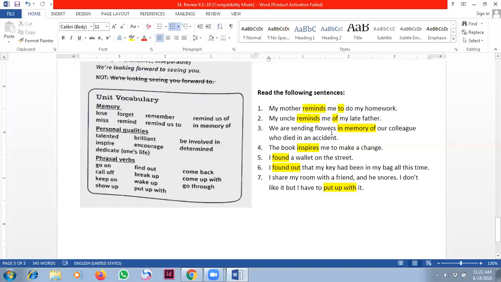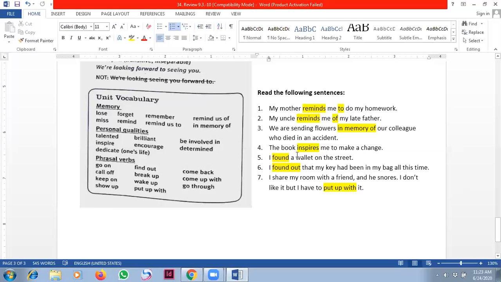Number 3, we are sending flowers in memory of our colleague who died in an accident. Yeah, last term, one of my colleagues died in a bicycling accident. So be careful on the road, everyone. Number 4, the book inspires me to give good ideas to do something, to make a change.